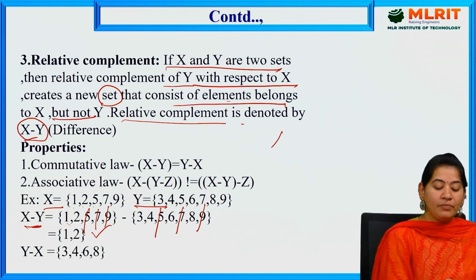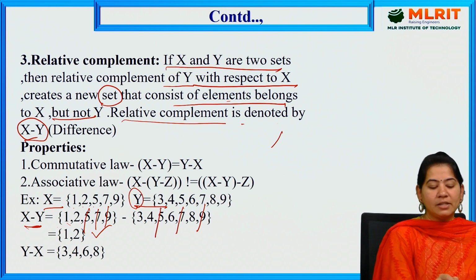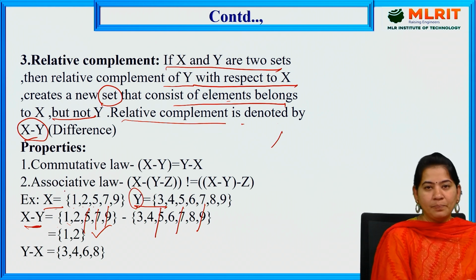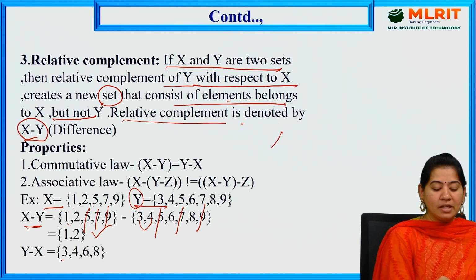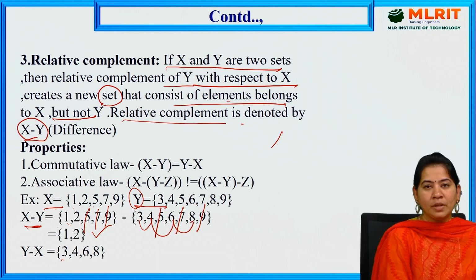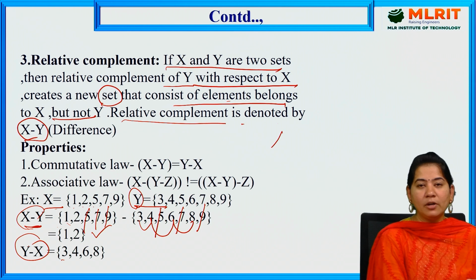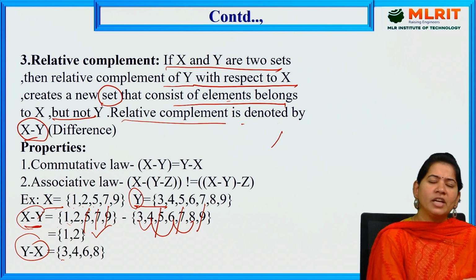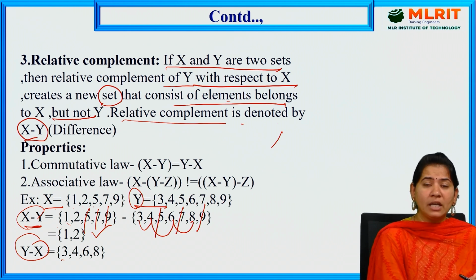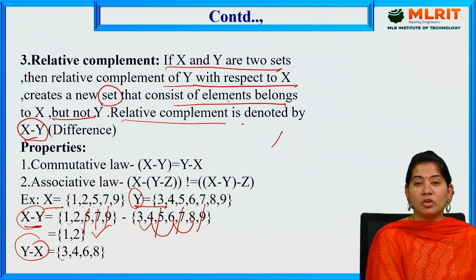In the same way, if you do Y minus X, so Y will be treated as the first set and X is treated as the second set, then you will get the leftover elements 3, 4, 6, 8. So like this you will be doing relative complement X minus Y or Y minus X, meaning the elements belonging to the first set after cancelling out the common terms.